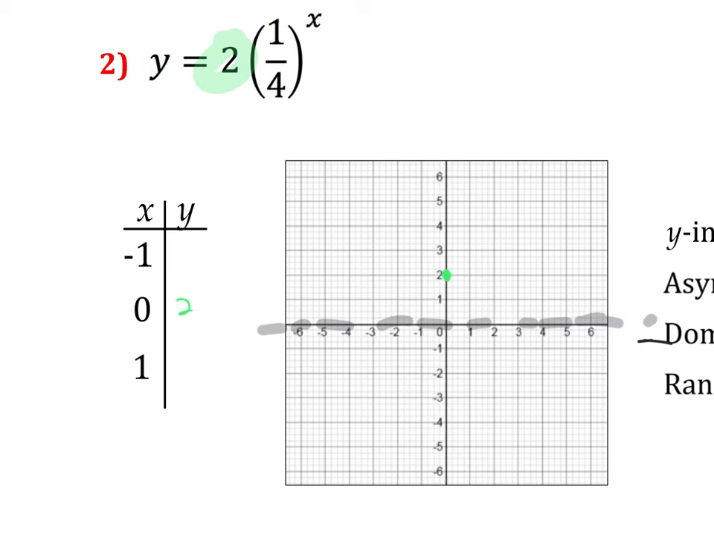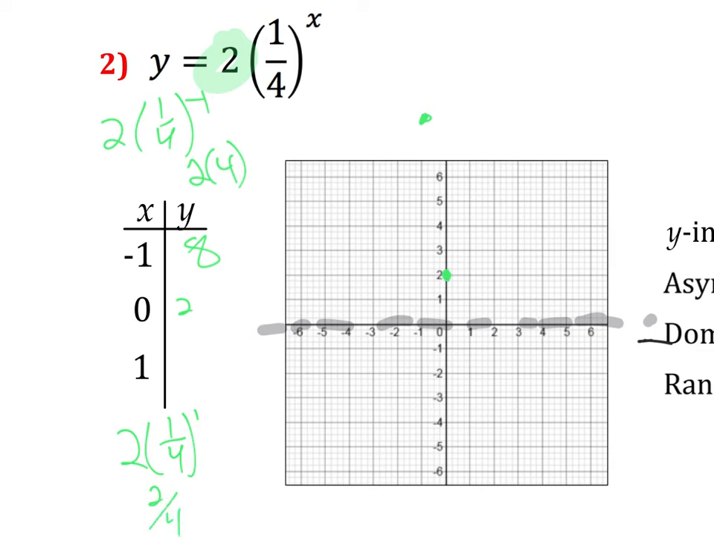If I plugged in -1 for x, I'd have 2 times 1/4 to the negative first power, which is really 2 times 4, which is 8. So -1 comma 8 would be, I'm going to ballpark it, right up there. If I plugged in a 1 for x, 2 times 1/4 to the 1 power, that's 2/4. Well, that's 1/2. So 1 comma 1/2. So now I'd connect the dots. And there we go. We have an exponential decay graph.